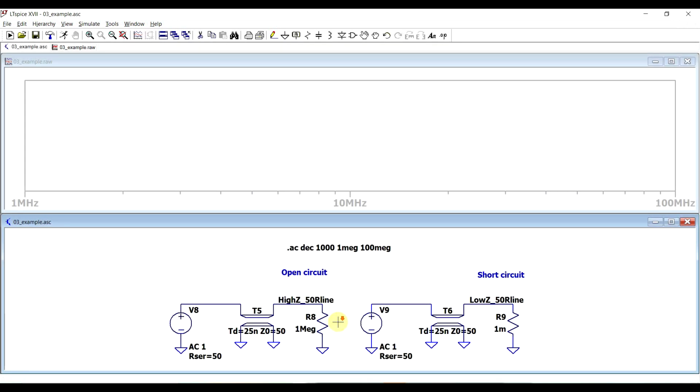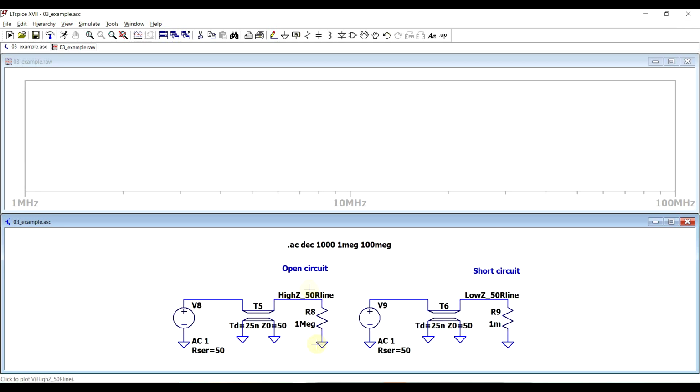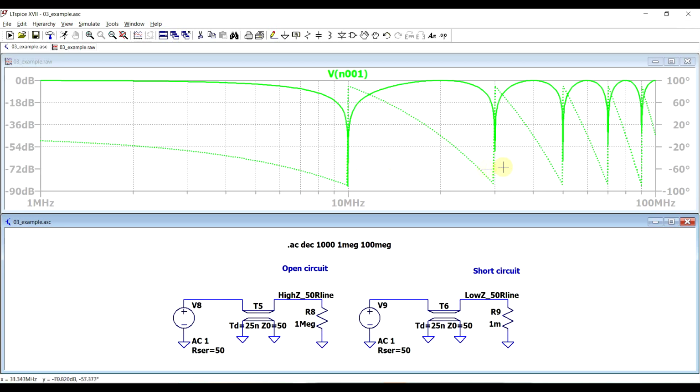So if we run the simulation and we look on the open circuit line, we see the same frequencies are in action, so 10 megahertz, 30, 50, and so on.